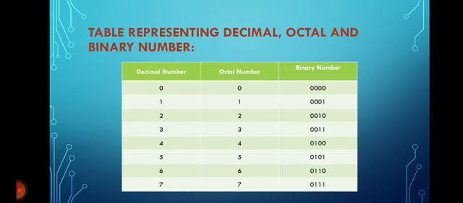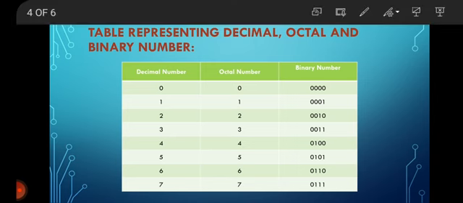So this is the table representation of decimal, octal and binary numbers. Here decimal numbers 0 to 7 and octal numbers 0 to 7 represent the corresponding binary numbers. For decimal number 0, the binary number is 0, 0, 0, 0. Then for 1 it is 0, 0, 0, 1. So how will we write this number?